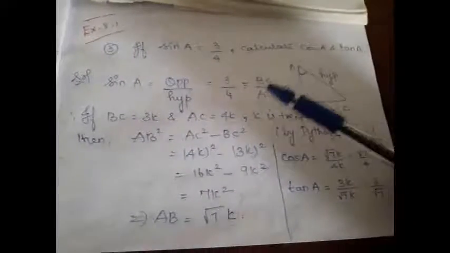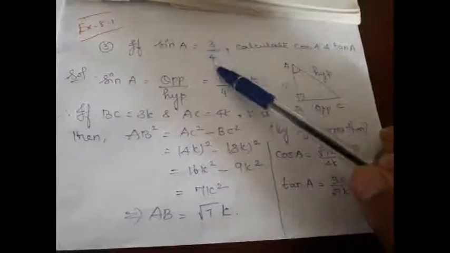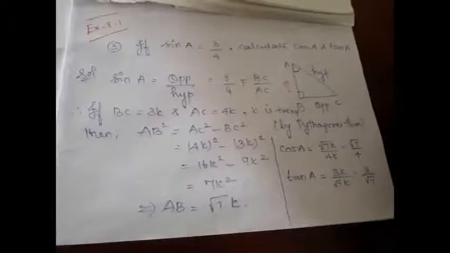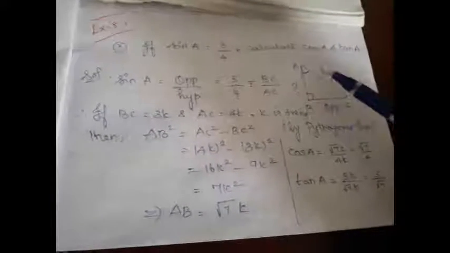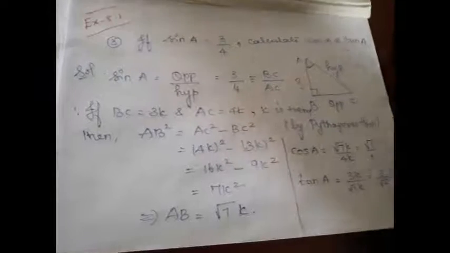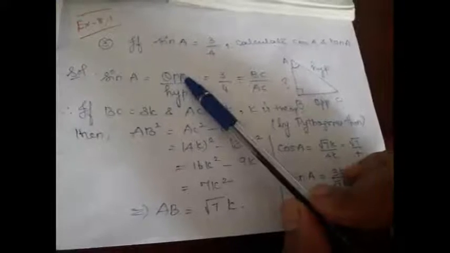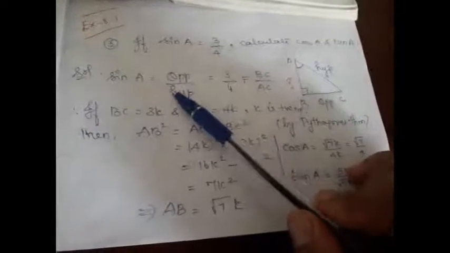Now let us see how we can calculate our third problem. It is given that if sin A equals 3 by 4, calculate cos A and tan A. As I told you, if one trigonometric ratio is given, we can very well find the remaining 5 trigonometric ratios. Since we are dealing with a right triangle, we can find the other one using Pythagoras theorem. What is sin A? Sin A is the opposite side to angle A divided by the hypotenuse side.